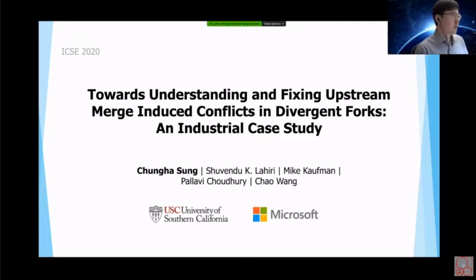Okay, let's get started. Hello everyone. My name is Chung Ha Song from USC, working with Cha Wang. I'm going to present a study of upstream-induced merge conflicts and its fixes in divergent forks. This is joint work with Shivendu, Mike, and Pallavi from Microsoft.